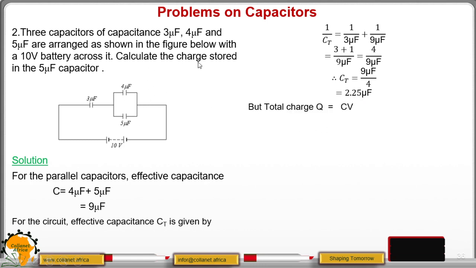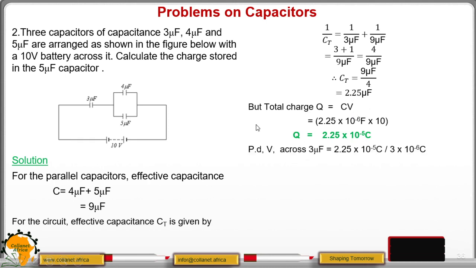But now you're supposed to get the charge. So first of all, we get the total charge. The total charge Q is equal to CV. So you get C multiplied by V, which is 10 volts. You get that Q is 2.25 times 10 to the power negative 5 coulombs. But now we are supposed to get the PD across the 5 microfarads.